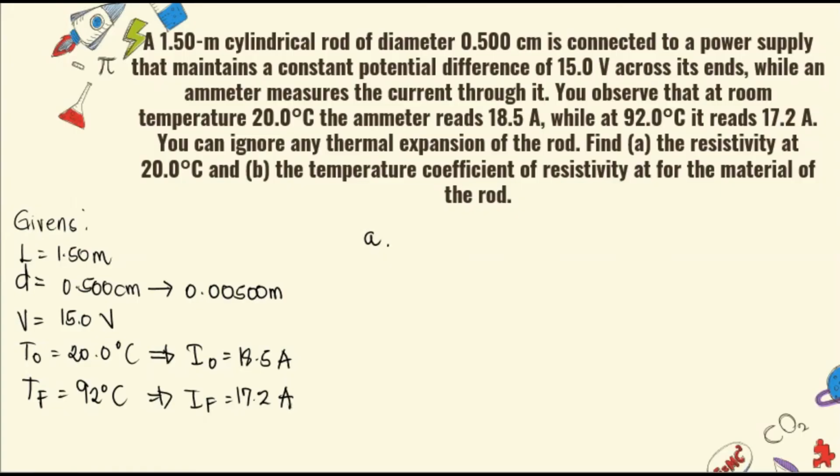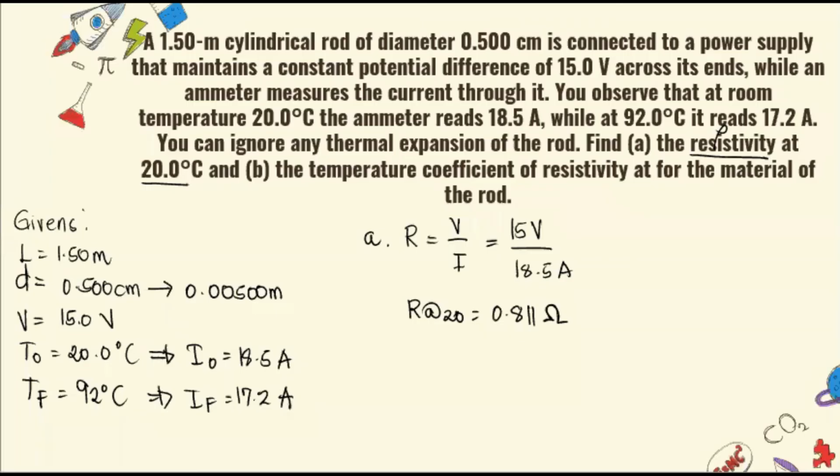So what is the resistivity at 20 degrees Celsius? So resistivity rho. Ang una natin dito gawin is to use Ohm's law for us to compute for the resistance. Resistance R is equal to V over I. So at 20 degrees, ang voltage natin is 15 volts. Tapos at 20 degrees, ang current daw natin is 18.5 amperes. So ang resistance at 20 is equal to 0.811 ohms.